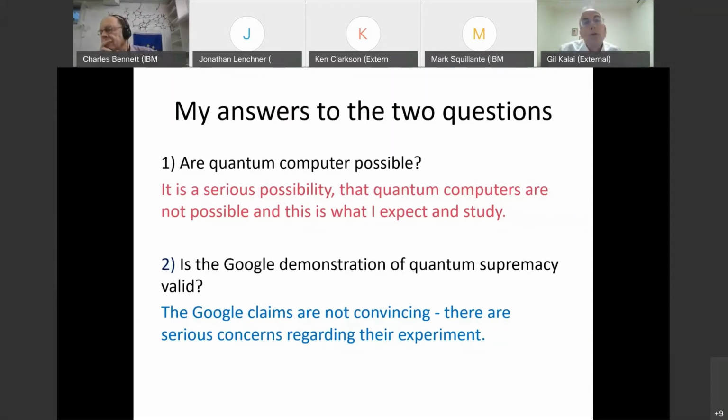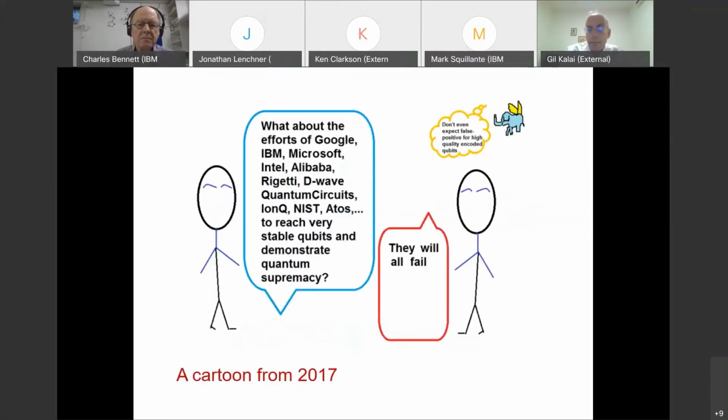So, are quantum computers possible? In my view, it is a serious possibility that quantum computers are not possible, and this is what I expect and study. And about the Google demonstration, the Google claims are not convincing. There are serious concerns regarding their experiment. So my overall view can be seen from this cartoon from 2017.